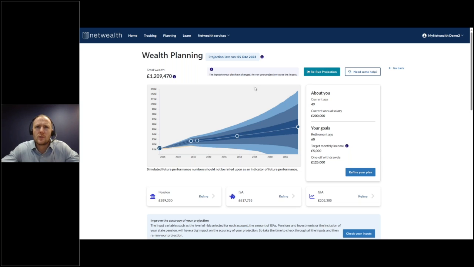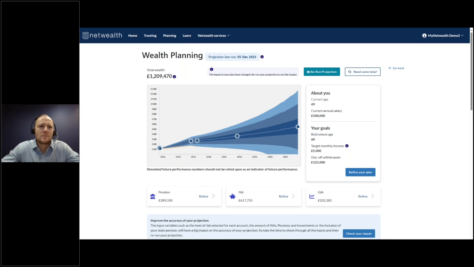So I'll quickly run you through what we're looking at on the screen at the moment. So this is somebody that has 1.2 million of wealth across their pensions, ISA and general accounts. They are 49, they earn £200,000, they want to retire when they're 60, and they want to spend £5,000 a month. And they also want to pay off their mortgage using £125,000. So this information has all been input already by me, just to give you an idea. But you can, of course, put in your own personal information and get a projection that makes sense to you.